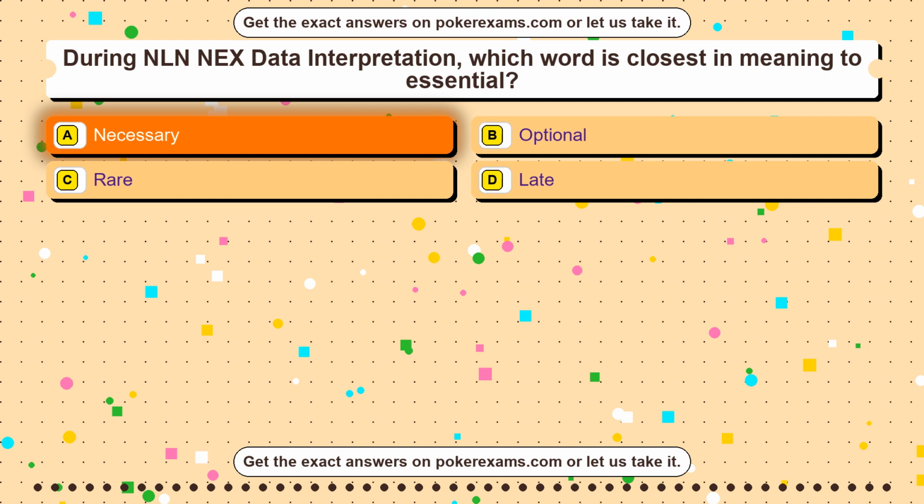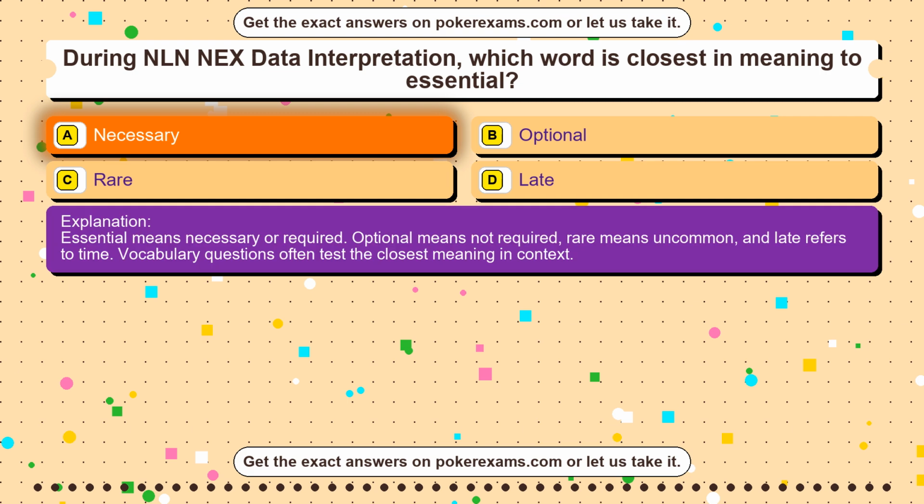Necessary. Essential means necessary or required. Optional means not required, rare means uncommon, and late refers to time. Vocabulary questions often test the closest meaning in context.